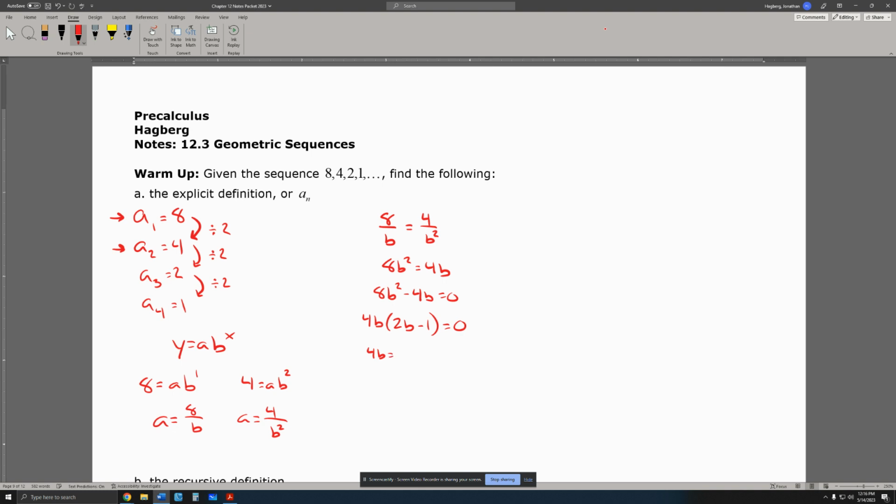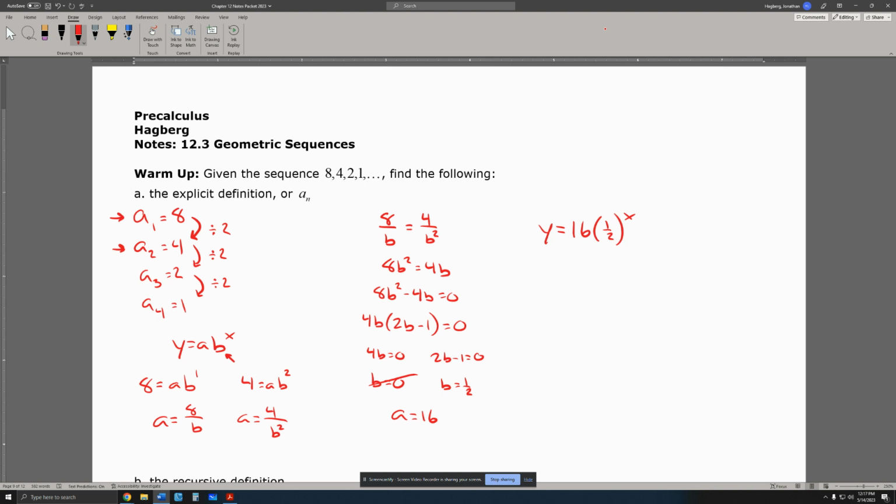We get 4b equals 0. 2b minus 1 equals 0. We get b is equal to 0, and b is equal to 1 half. Okay. Now, because b is the exponential base here, the exponential base cannot be equal to 0. So therefore, we only choose the solution b is equal to 1 half. So if b is equal to 1 half, plugging it back into either of these equations, we get a is equal to 16. And so this can be modeled using y equals 16 times 1 half to the power of x.